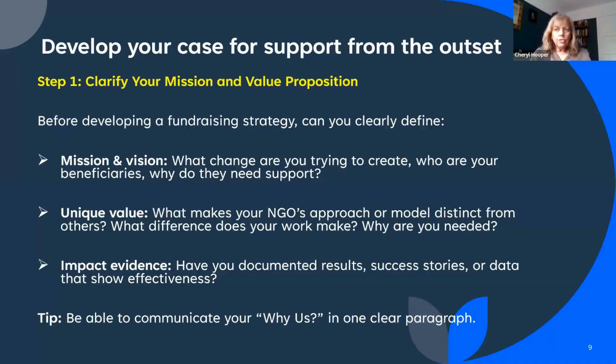So when developing your case for support, make sure that your mission and vision is clear, so that you can explain who benefits from your support, and also why they need support. What is the problem that your NGO is actually trying to resolve? What changes will occur because of the work that you do? And then for you to back this up with evidence, such as stories, data, and documentation to prove that case for support. And then also, why is your NGO different? Why should people support you?